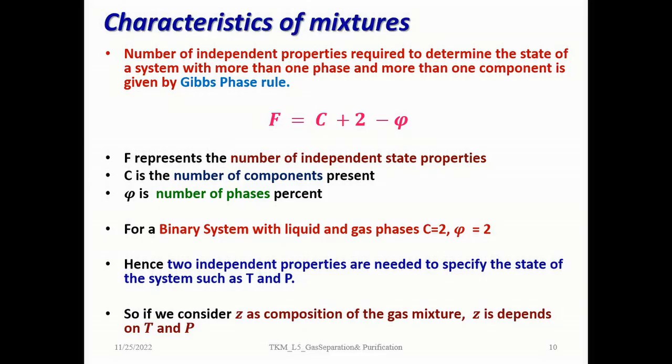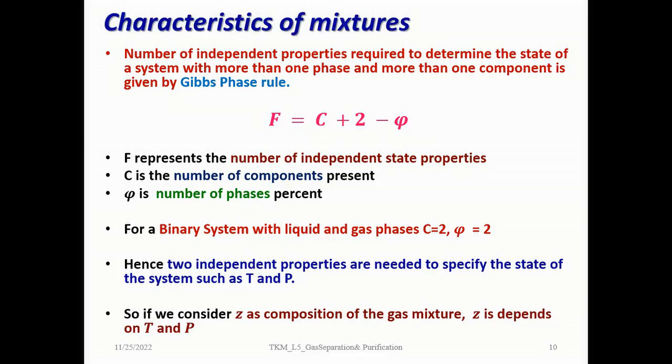So this is what you will have. Now suppose I would like to mention, for example, let us consider a single component system, okay? And with its liquid and vapor phase, that is, the phases are 2, okay? And there is only one component. So if you substitute here, C will be 1, so F is equal to 1 plus 2 minus 2, which is 1.